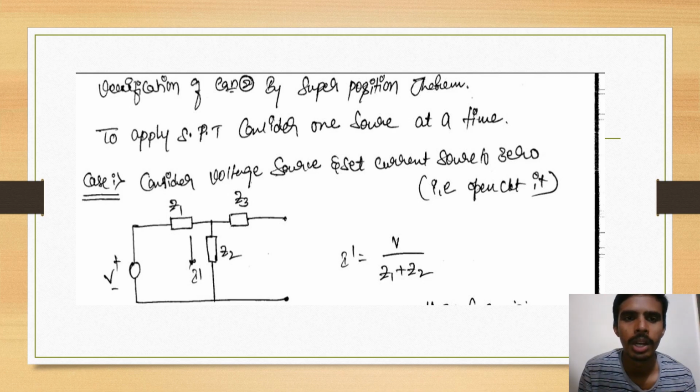The second part includes the verification of the superposition theorem, where we'll be undergoing three cases. This is the first case: consider the voltage source and set the current source to 0. As we mentioned in the statement, we need to make one of the sources 0 in order to consider the other source, so we make the current source 0 in order to consider the voltage source. Here we'll be open circuiting the current source, so that I is equal to V by (Z1 plus Z2).